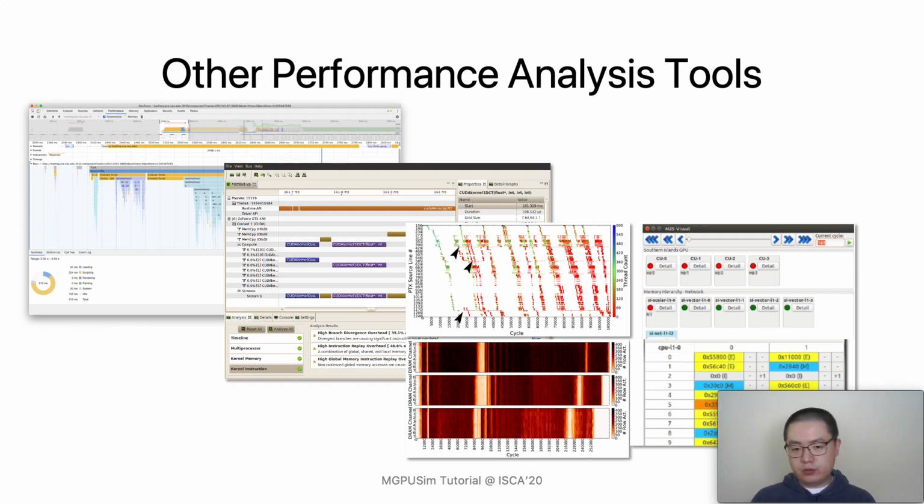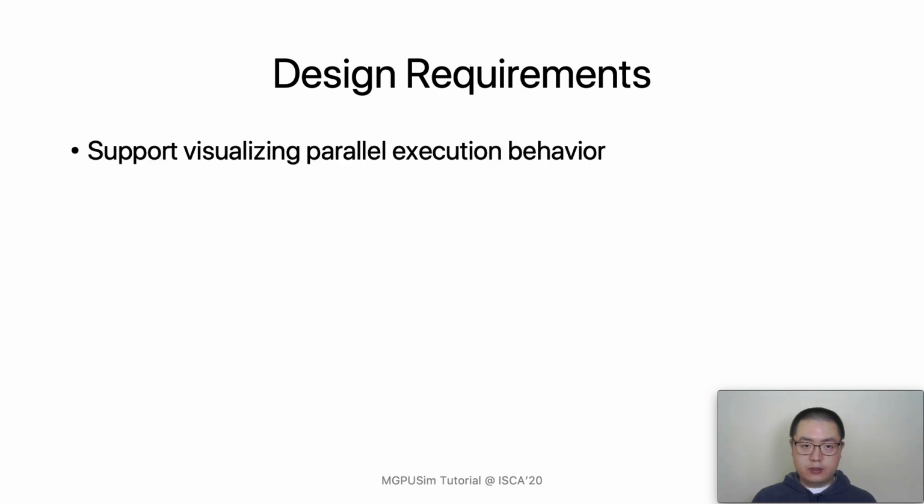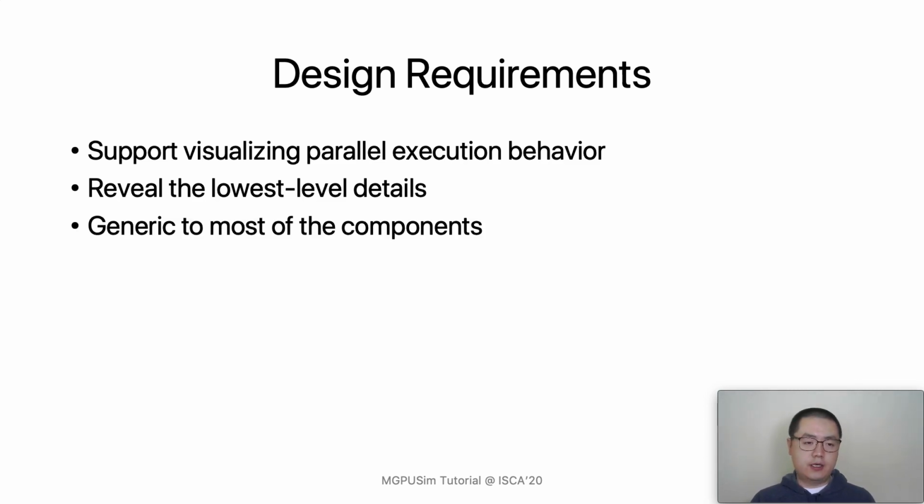So what we want to do in Dyson is that we have these design requirements. First of all, we want to support visualizing parallel execution behavior, so that it is good not only for GPU execution, but is useful for general hardware simulation. And we want to reveal the lowest level details, so that a programmer or a user knows what exactly happens in the execution.